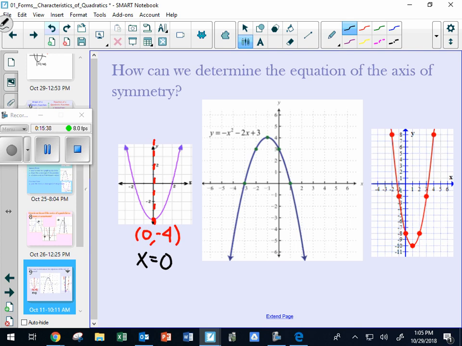All right, for these other two here, take 20 seconds, write down what you think the axis of symmetry is going to be for these two. And then once you are done, check with your partner.